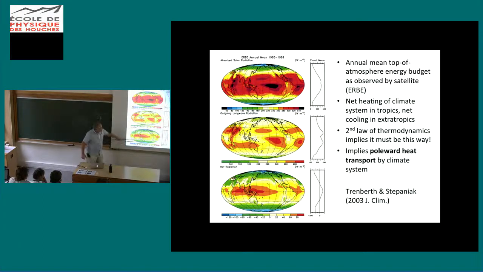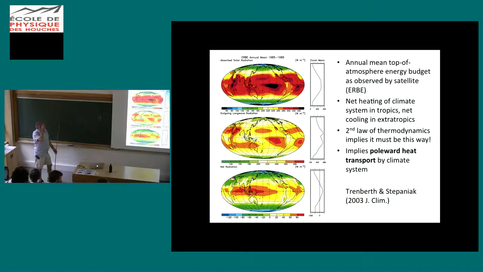But if you plot these two on top of each other down here and you get the net, you see that there's more absorbed solar radiation in the tropics than there's outgoing, and at the higher latitudes, there's more outgoing than there is coming in. So that means there's net heating of the climate system in the tropics and net cooling in the extratropics. If you average this over the whole globe, it's about zero to first approximation because the climate system is largely in a steady state. There's some variability, and of course there's also climate change. But the climate change part is very small on this scale.